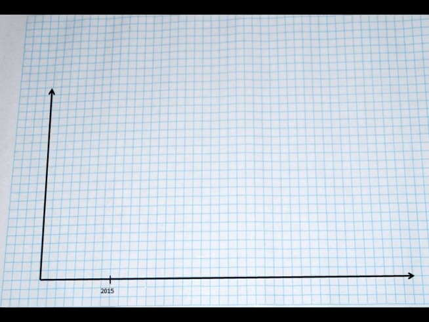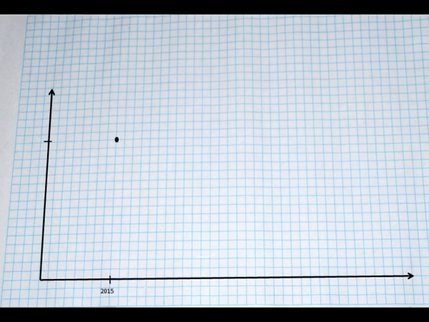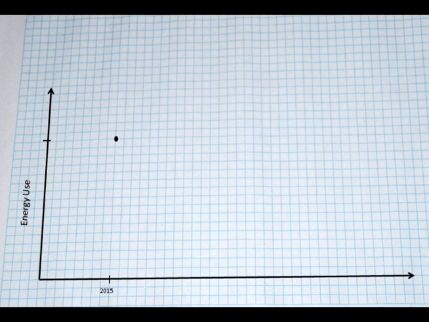Right, so we're going to draw a little graph, and along the bottom axis we're going to have time, and I've put the year 2015 already on there. Then we're going to put a little dot to mark the energy use in 2015, and that's about 16 squares up, and that corresponds to 100% of 2015's energy use or consumption.